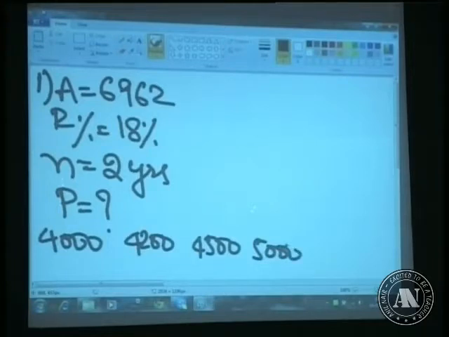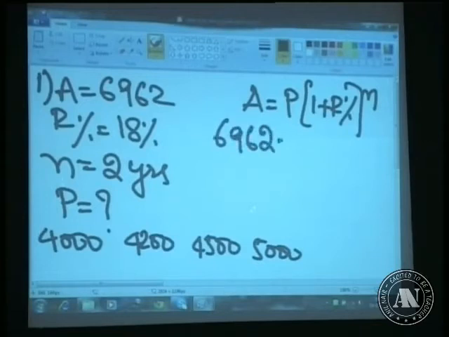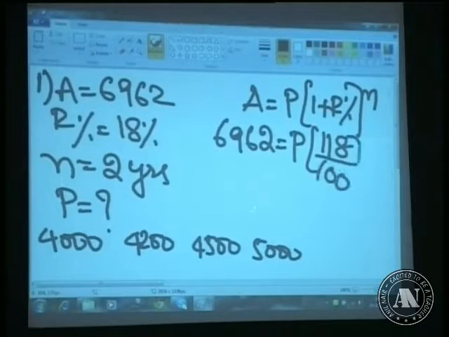Clear? Now please see, I will do two problems. The third problem you need to tell the answer orally. In compound interest, what is the amount equivalent to? P into 1 plus R percentage power N. So this will become 6960 equivalent to P into, can I write it as 118 by 100 whole square? Agreed? 118 whole square is how much? 13924. If you are comfortable, please go ahead and solve it.